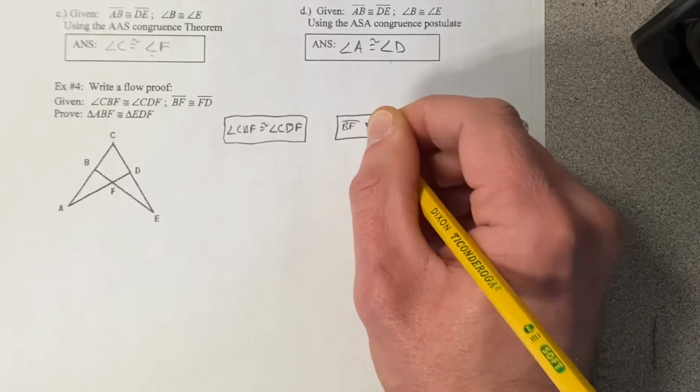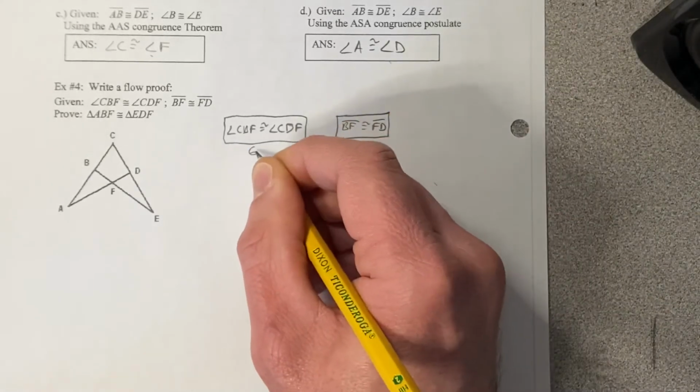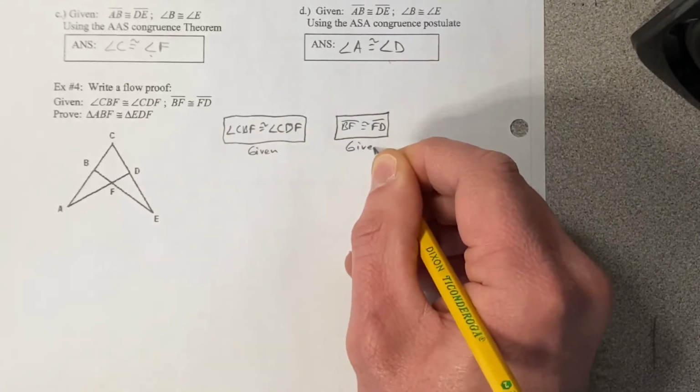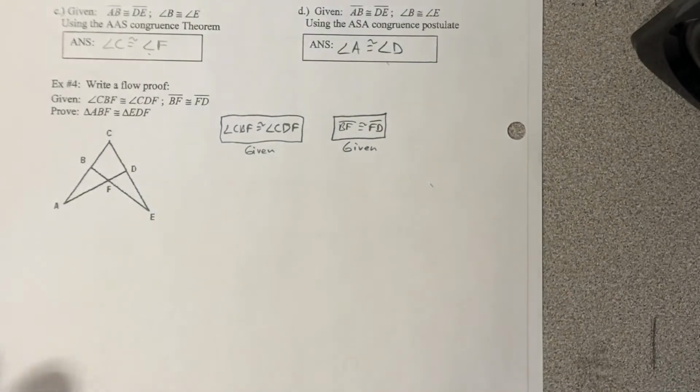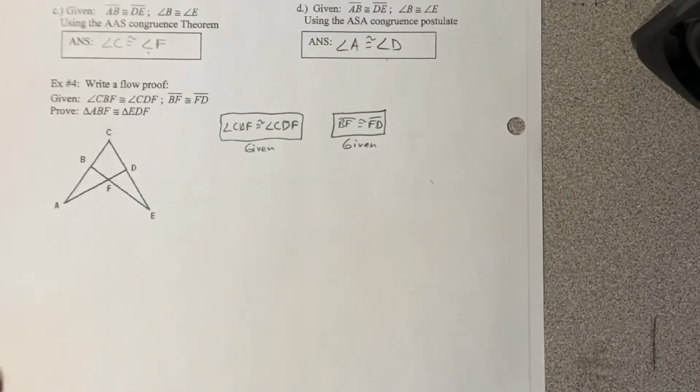Segment BF is congruent to segment FD. Our justification, our reason, is given, and that's where we're going to start. Anytime we're given some congruence relationships, go ahead and mark them on the picture.